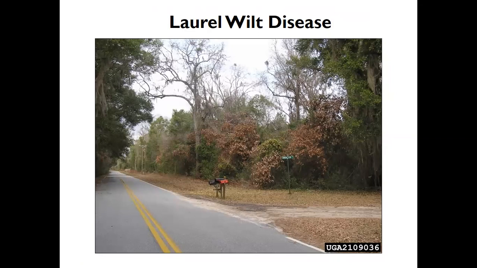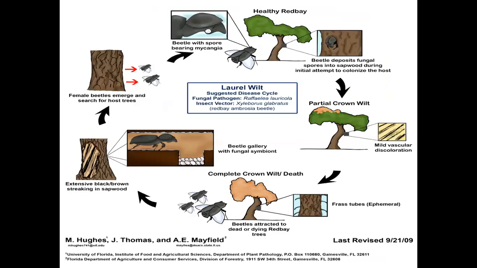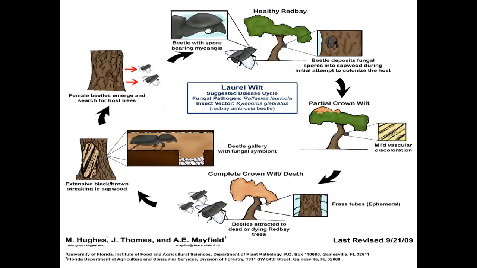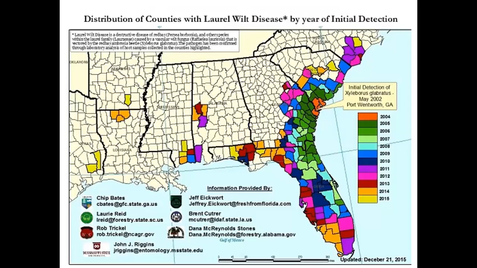The thing about it is that this insect, as you can see, gets into the tree and eventually it causes the crown to start to wilt and die. And you'll notice the vascular system, you can see this one right here where it's cut on the bottom left. You see that discoloration, and that's very characteristic of it.